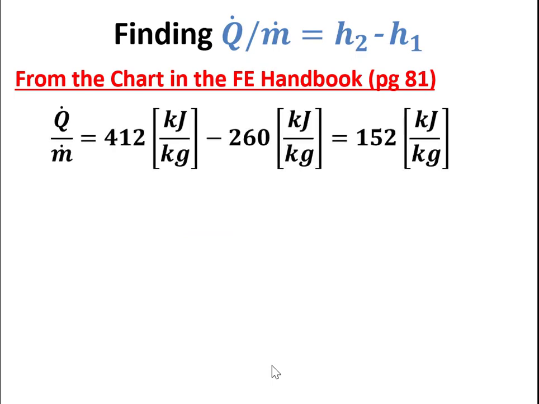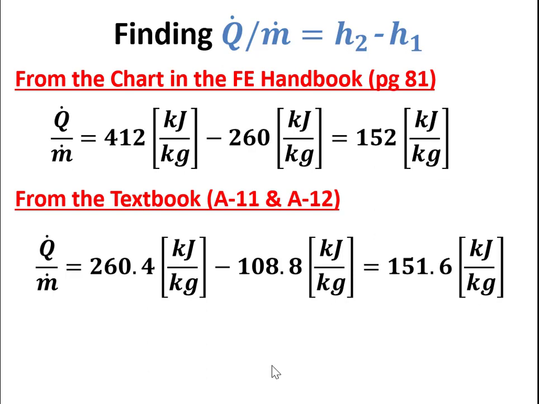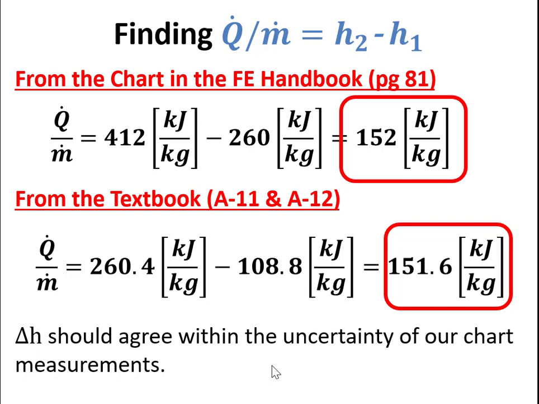I get that Q dot over m dot is equal to 152 kilojoules per kilogram. And if I use my numbers from the textbook, even though they're offset by the same amount for h in and h out, I get essentially the same answer. This makes sense because the answer that I get shouldn't be dependent on the method that I use to get it. So that's kind of an introduction to vapor compression heat pumps and refrigeration cycles, and an introduction to these p-h diagrams.